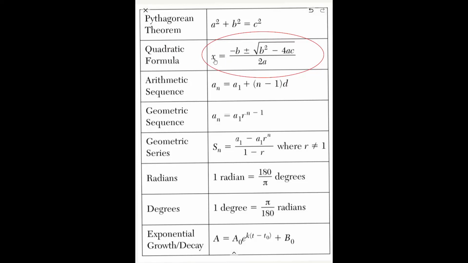So let's see here. It says x equals negative b plus or minus the square root of b squared minus 4 times a times c, all of that divided by 2a. You've got to know how to use the formula, so I'm going to do about 4 or 5 examples.